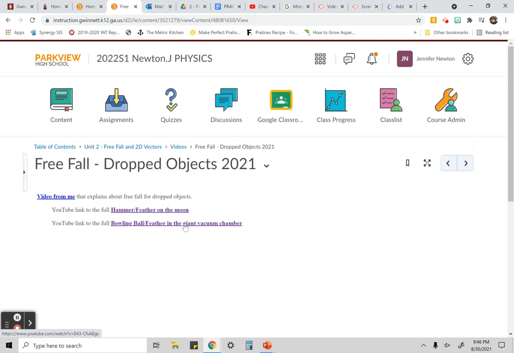I highly recommend that you do this because this video is absolutely amazing. It does drop a bowling ball and a feather in air to show you that the bowling ball hits very, very quickly and the feather floats. And then they close up this giant chamber, pull all the air out, and then drop them again in a vacuum. So very, very much, you've got to watch that video. So make sure that you go here and click on it.